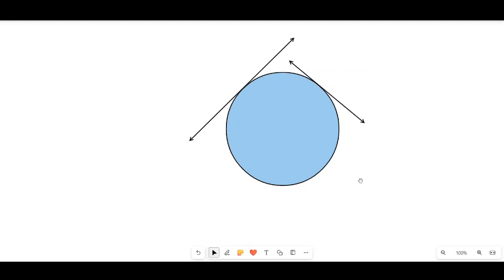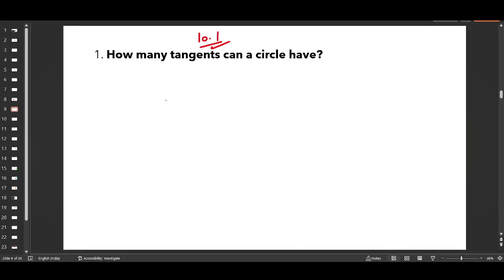Here there are more tangents we can draw. Clear? So we can say that a circle has an infinite number of tangents.